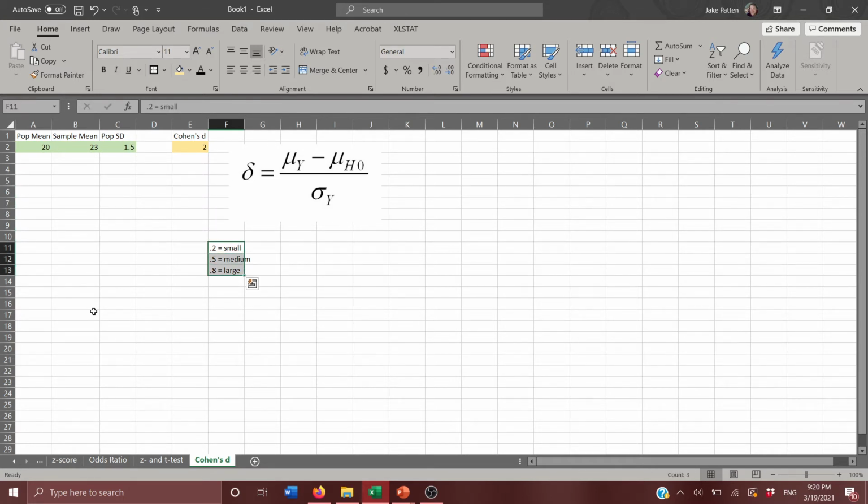0.2 and above is a small effect. 0.5 and above is a medium effect. And 0.8 and above is a large effect. Anything less than 0.2 is no effect. So if we had 0.2 and 0.3, we could say this one's a little bit larger, but they're both small effects. If we have something that's a 0.9 and a 1.0, we can say these are both large effects. So that gives us an idea of how big of an effect we're actually dealing with.